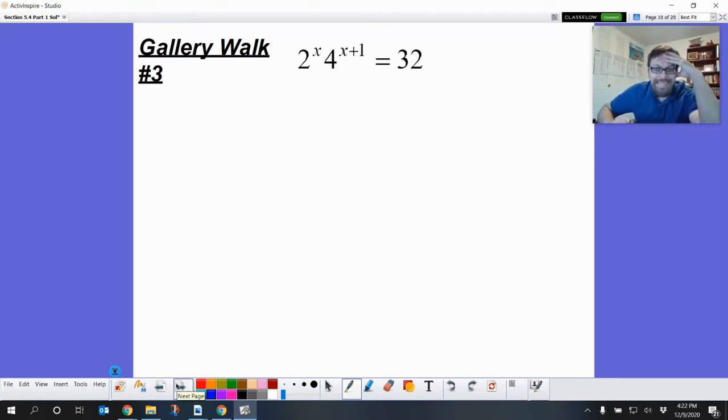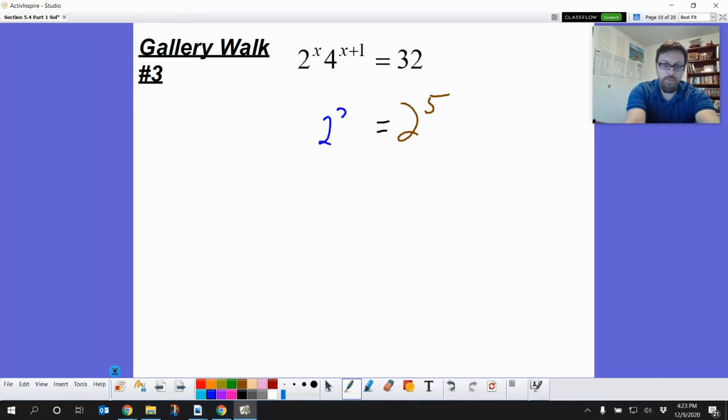Okay, can I get the bases to be the same? You know, I bet I can, because I've got that 4, and I know that 4 is 2 squared. And I've got that 32, and I know 32 is 2 to the 5th. So let's start with that and then see where we can go from there. So 32, you are 2 to the 5th. That equals that 4. You are 2 squared. You still got your exponent of x plus 1. And then we still have our 2 to the x.